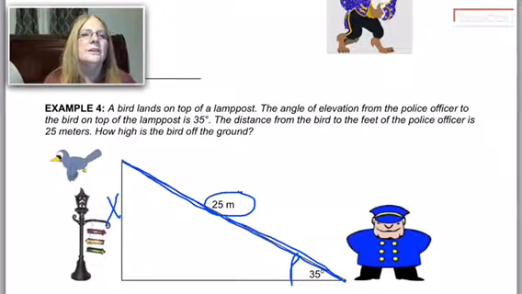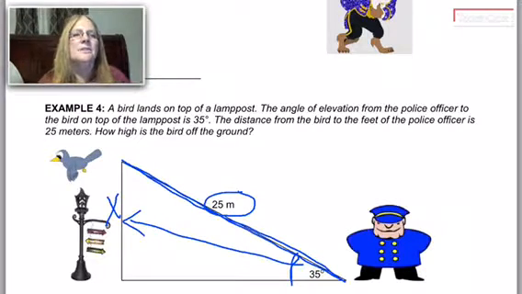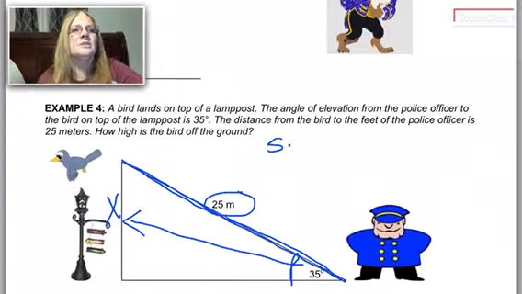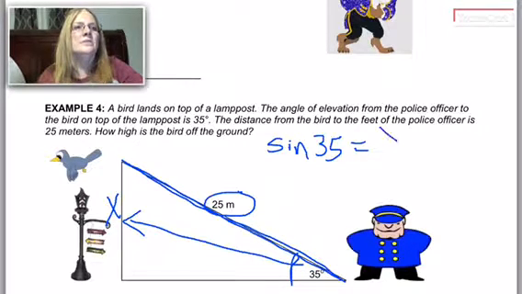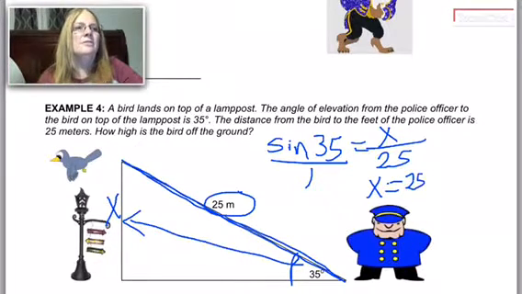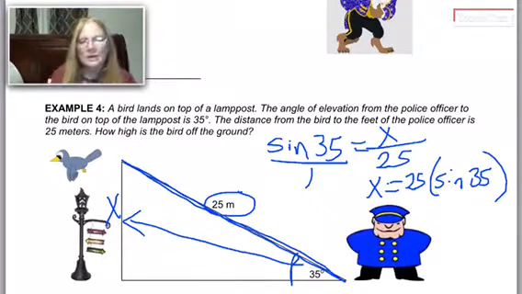So here's our x. So if we're looking at 35, and we look across at x, that is opposite, and 25 is the hypotenuse. So sine uses opposite and hypotenuse. So the sine of 35 degrees is equal to x over 25. So here when I cross multiply, I just get x is equal to 25 times the sine of 35. So I'm just going to put that in my calculator. I'm going to have to look it up on my table. The sine of 35 is 0.5736.